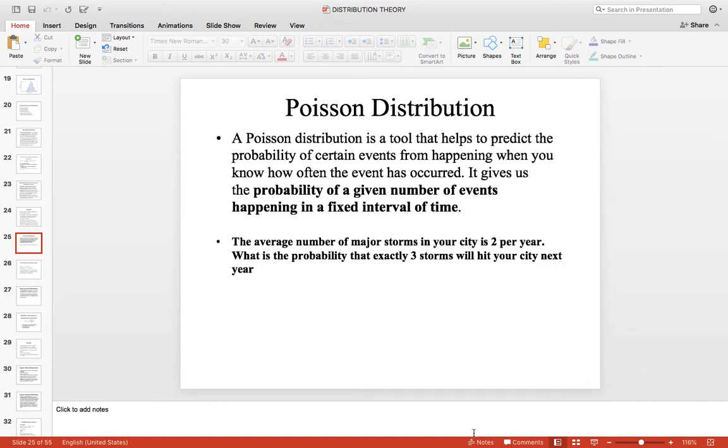So Poisson distribution is a tool that helps to predict the probability of certain events which happen when you know how often the event has occurred. It gives us the probability of a given number of events happening at a fixed interval of time. The average number of major storms in your city could be 2 per year. So, what is the probability that exactly 3 storms will hit your city in a year? It can be calculated using a Poisson distribution.